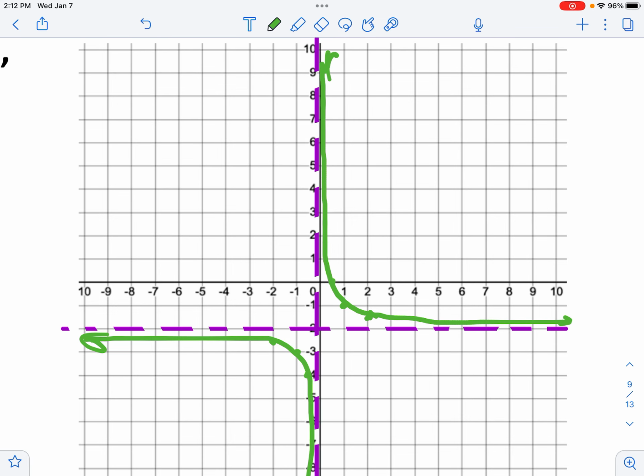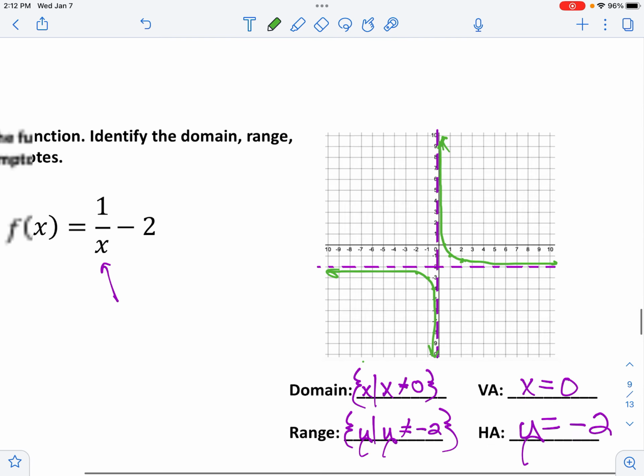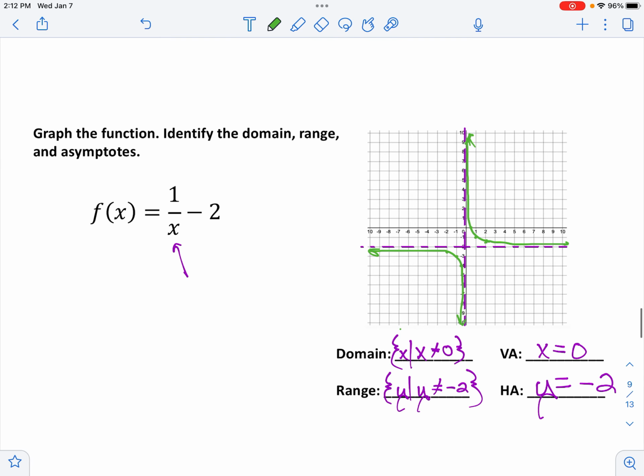Okay, well, something kind of like that. You can clearly see still a hyperbola, but we did it. And we've identified all of that stuff. I hope that makes sense. Now we're going to try a couple other ones that get a little bit harder.